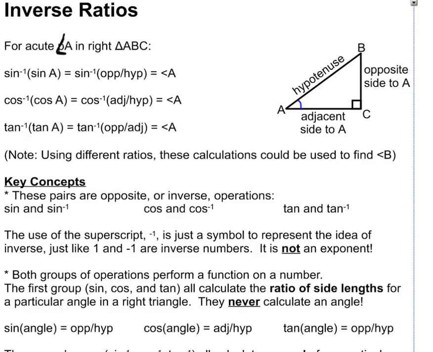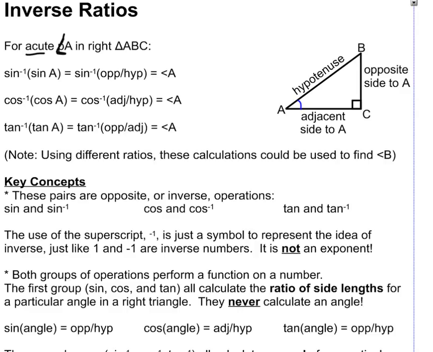So for an angle that's less than 90 degrees, which is an acute angle, we can use inverse ratios, or what are called inverse trigonometric ratios, in a right triangle to solve for angles. And this is a little bit awkward the way it looks, okay? But what we end up doing with this method is we're solving for an angle by taking a ratio of side lengths and taking the inverse sine or inverse cosine or inverse tangent of that ratio.